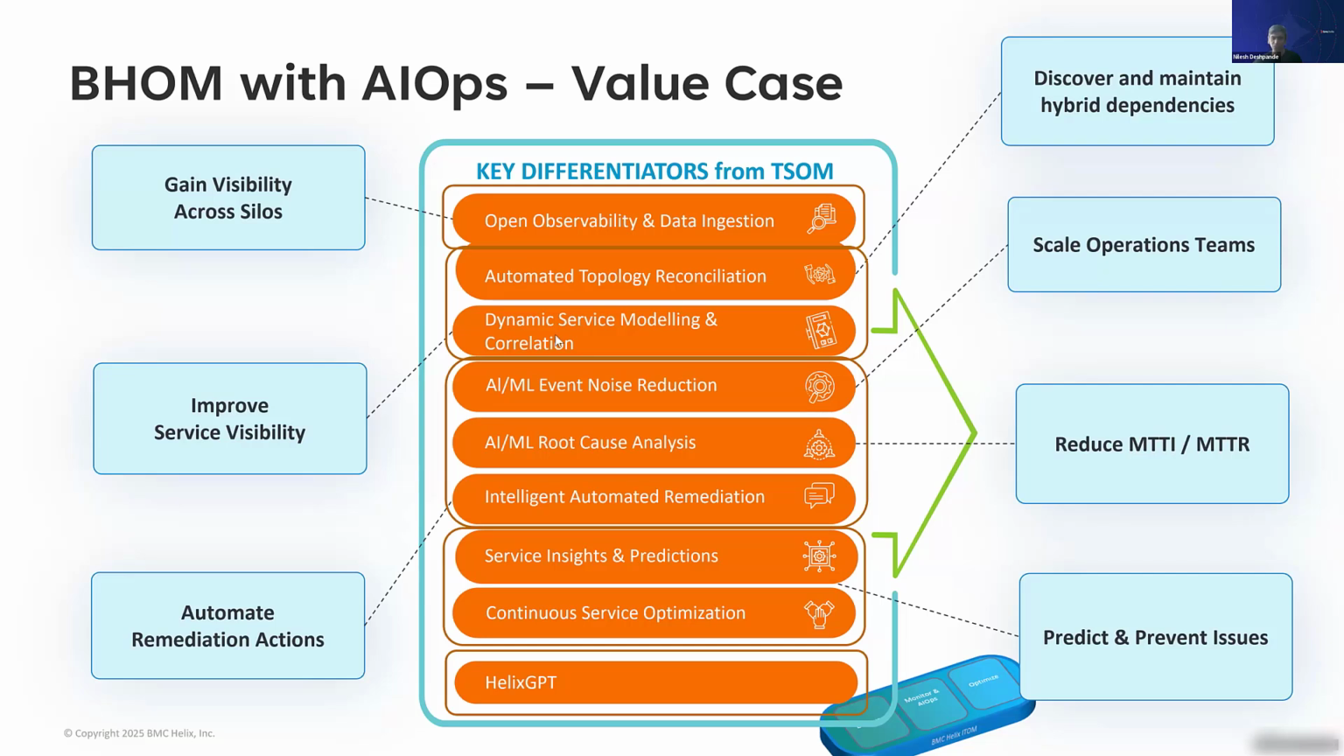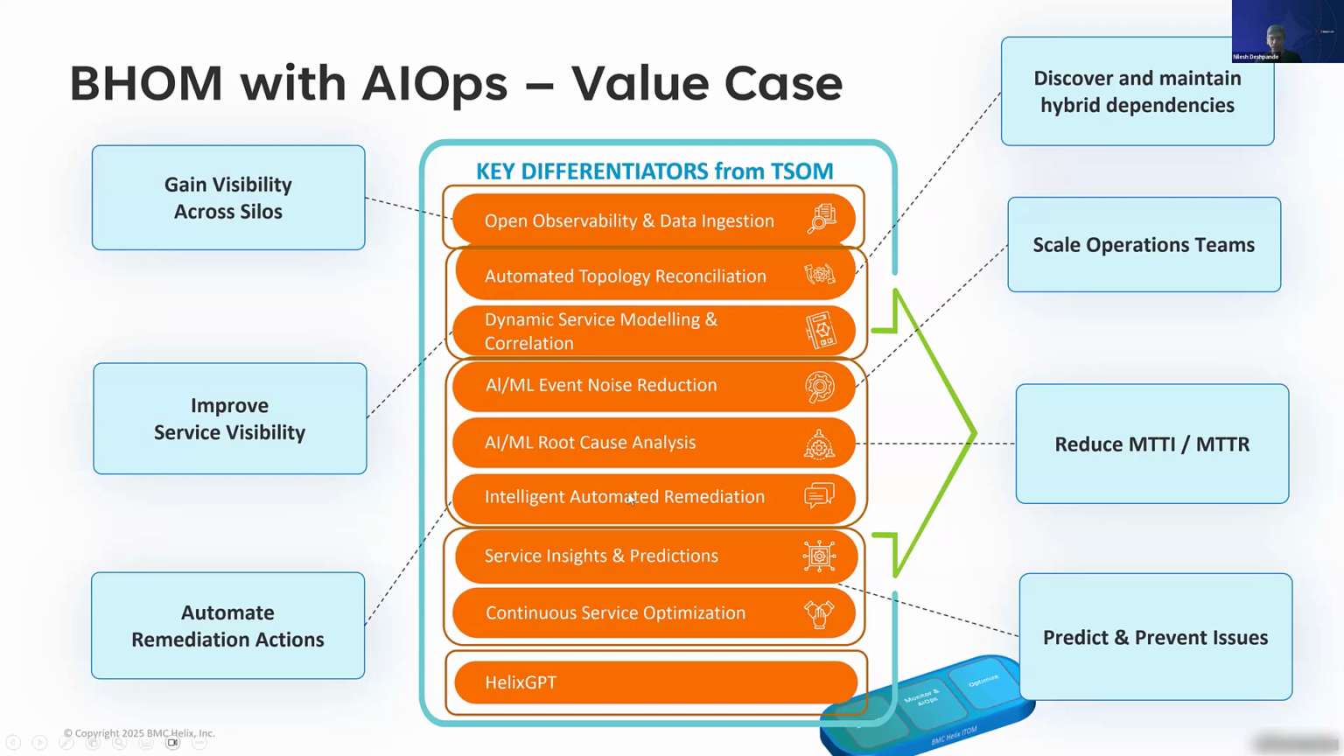The dynamic service modeling and the correlation improve your service visibility, because you get not just the event, but a relation between the events where you can find out what's going wrong. This is again visualized by using the event noise reduction and the root cause analysis supported by the artificial intelligence and machine learning algorithms that we had. Once you do the event analysis and find out the root cause, there is self-healing that you can do using the intelligent automation remediation.